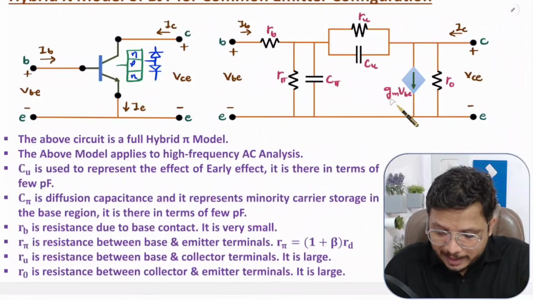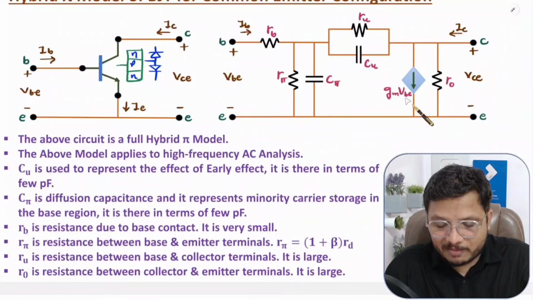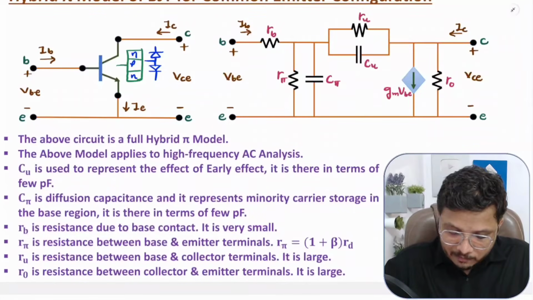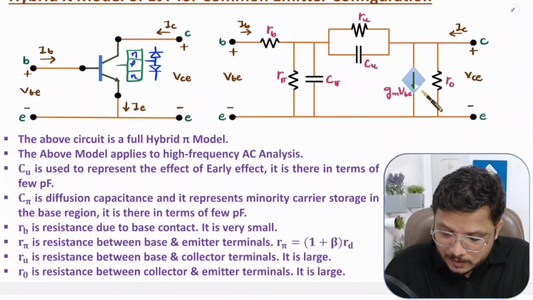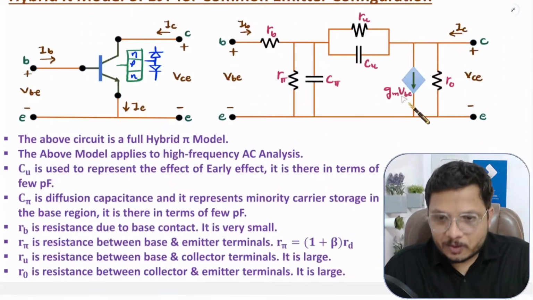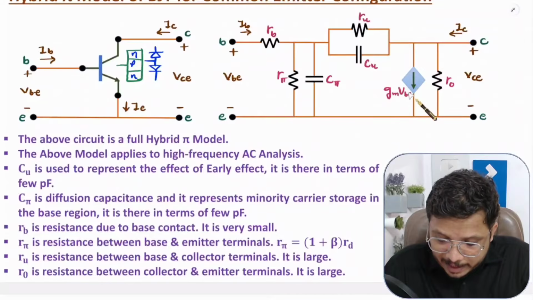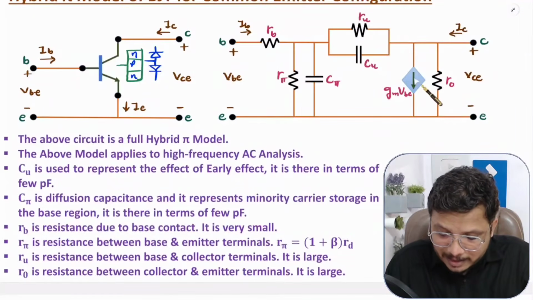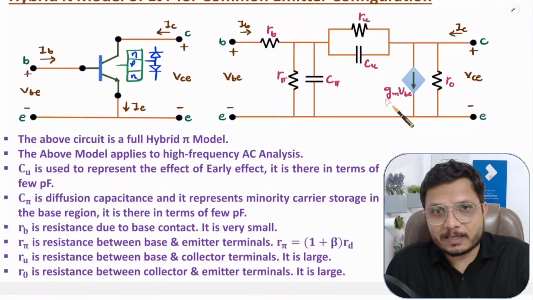In this, we also have another parameter like GM, that I'll explain in this video itself, right? First of all, see this current source over here, that has the value GM VBE. So this current source depends on the base emitter voltage, and this GM is the transconductance, right?